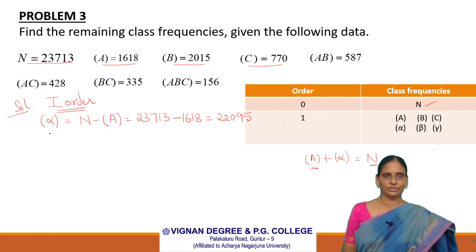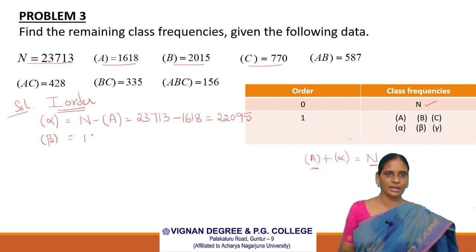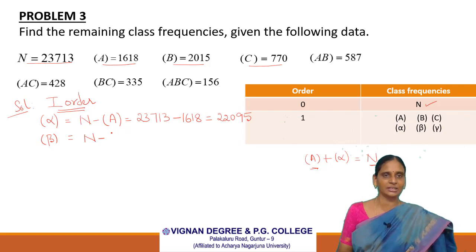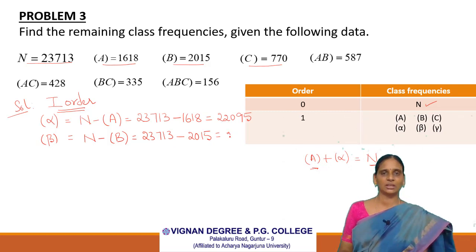In the similar way, we have to find out frequency of beta and frequency of gamma. So first we have to find out the value of frequency of beta, and this is equal to capital N minus frequency of B. The value of N is 23,730 minus frequency of B is 2015. Now the subtraction of these two values, we get 21,698.